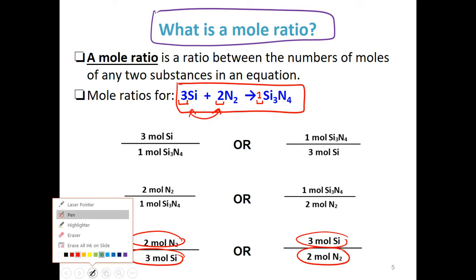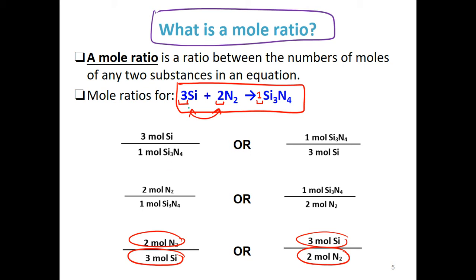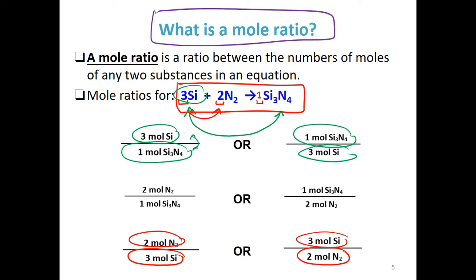What if I wanted to look at the ratio between silicon and the product? I can write 3 moles of silicon on the top and 1 mole of Si3N4 on the bottom, or I can switch these and write a new conversion factor with 1 mole of Si3N4 on the top and 3 moles of Si on the bottom.